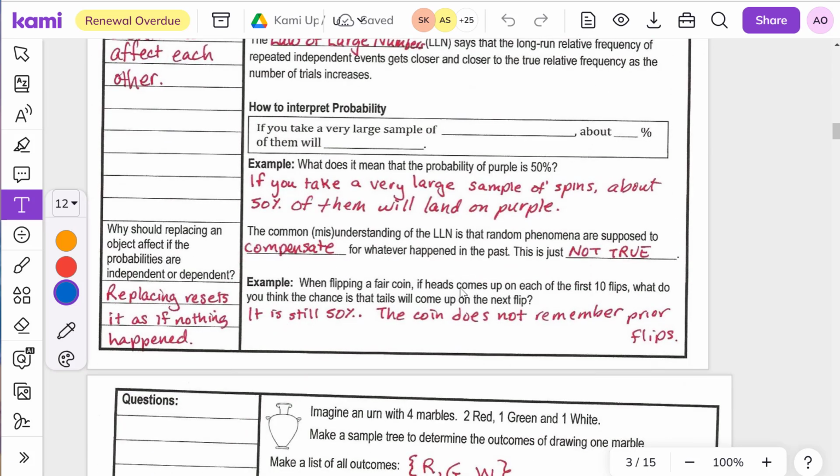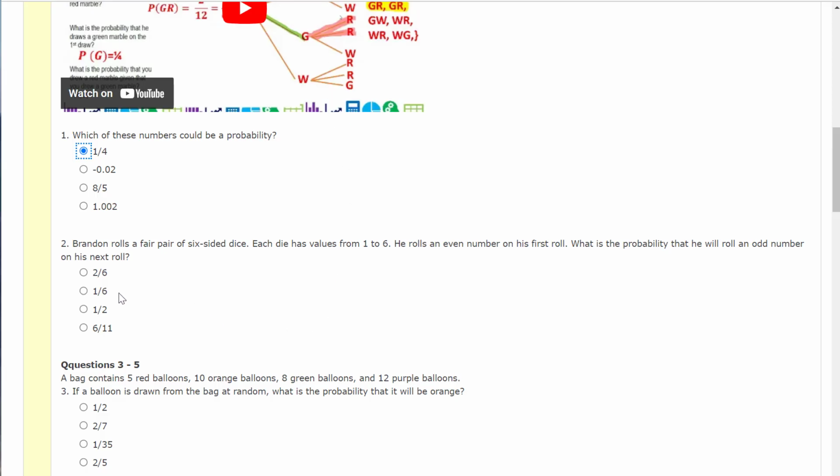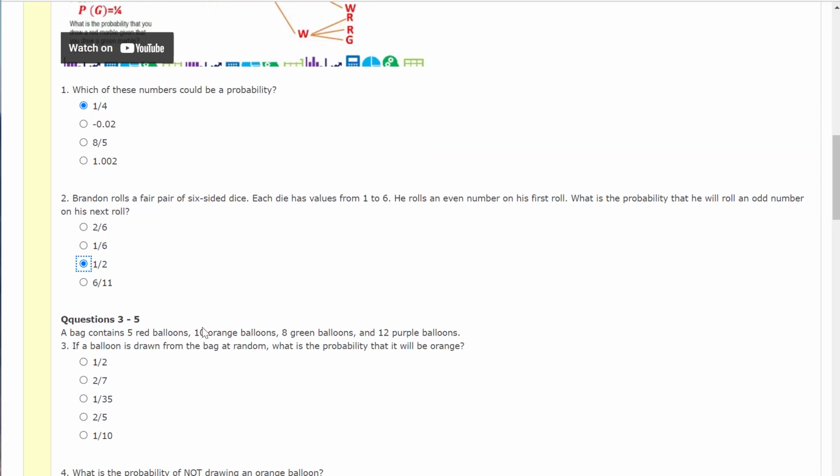When flipping a fair coin, if heads comes up on each of the first 10 flips, what do you think is the chance tails will come up on the next flip? If it's a fair coin or a die, it's still the same. It's not going to remember what you rolled. So in this case, it's still 3 out of 6, also known as 1/2.